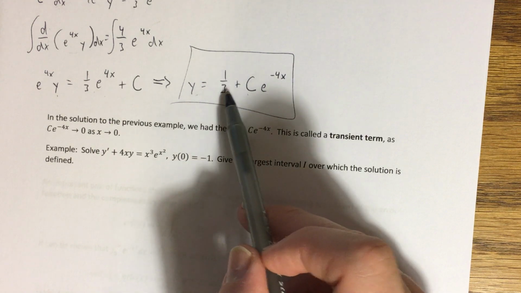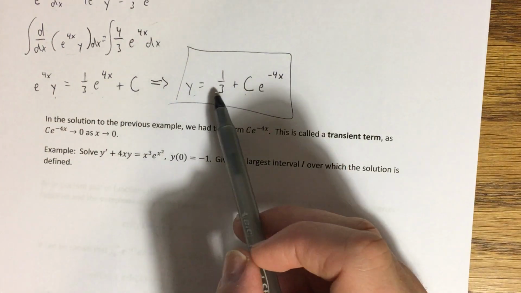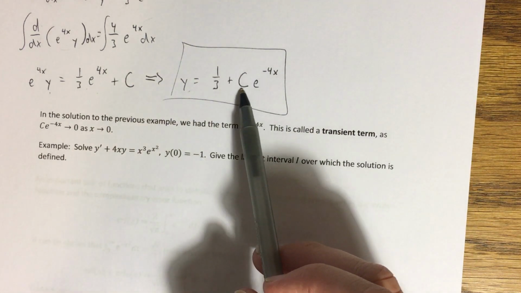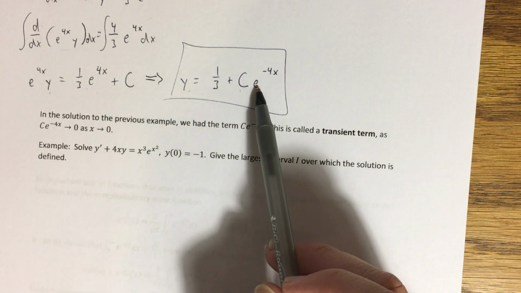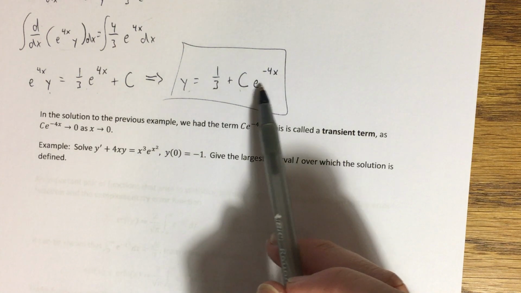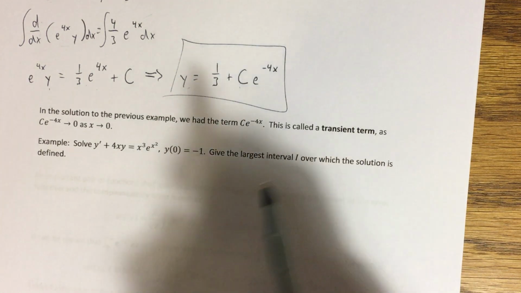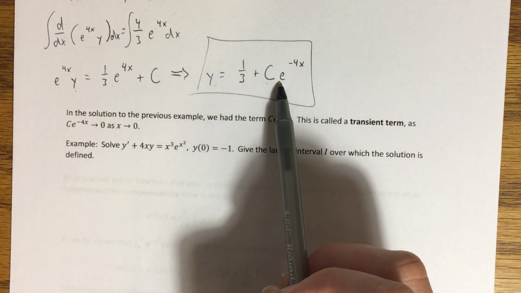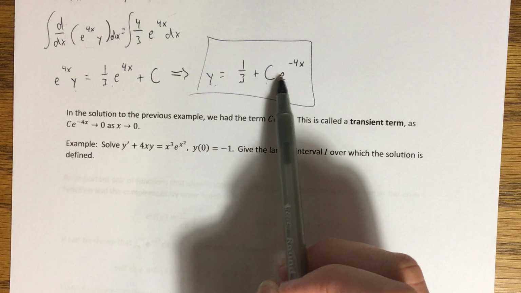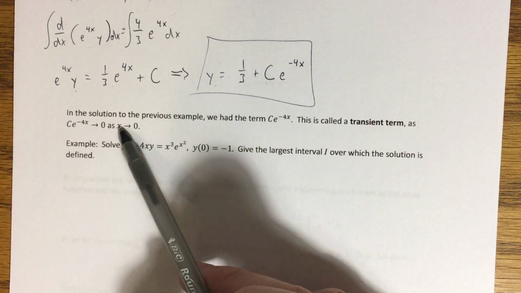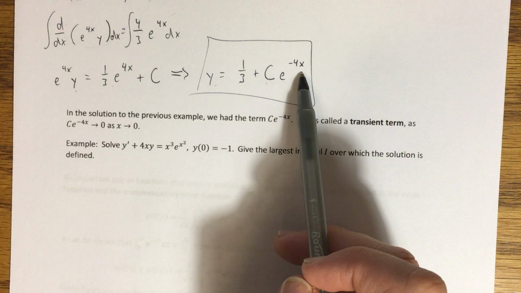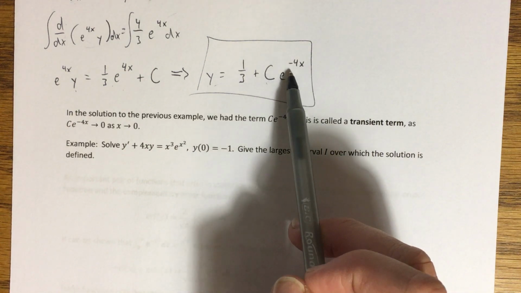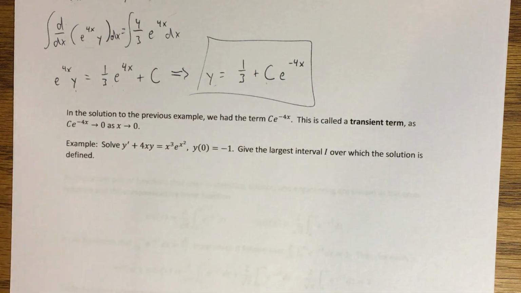Everything's going to approach 1/3, I should say. So for that reason, because this term drops off in the long run, we call this term a transient term. And to be a little bit more specific, in the solution to a differential equation, anytime we have a term in that solution that goes to 0 as your independent variable goes to infinity, that term is called transient. You can kind of ignore it if you're only focusing on the long-term behavior of a function.